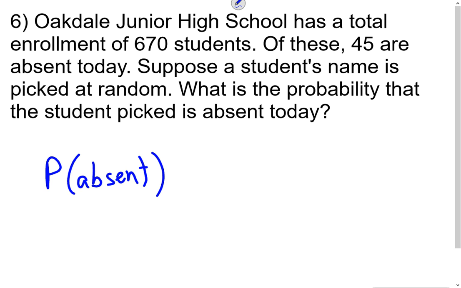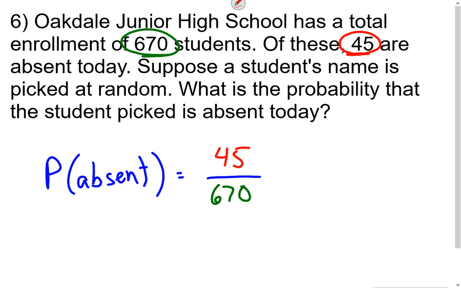Again, probability, our grand total has to go in the denominator. So I'm going to go up here and I'm going to find, well, what's the total? That's right here. It says total enrollment of 670 students. That's going to go in the denominator of my fraction. And then probability it's absent. Now I got to figure out the absent number. So I'll come up here and go, well, it says that there's 45 that are absent today. So 45 goes into my numerator.